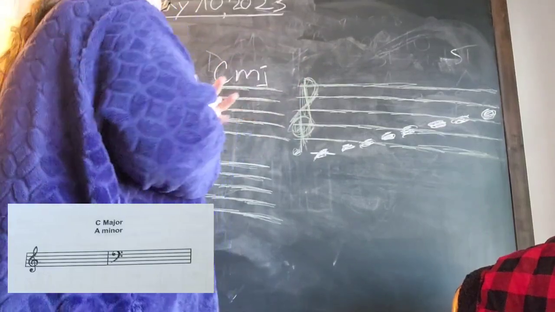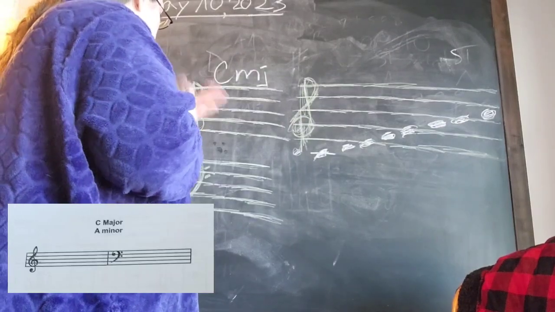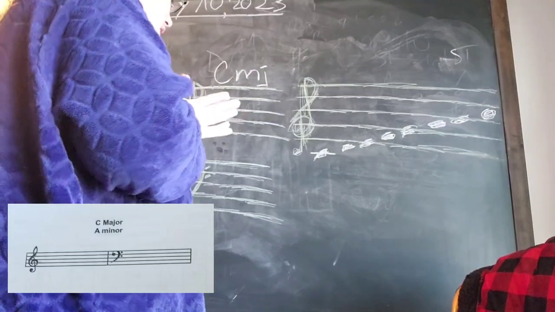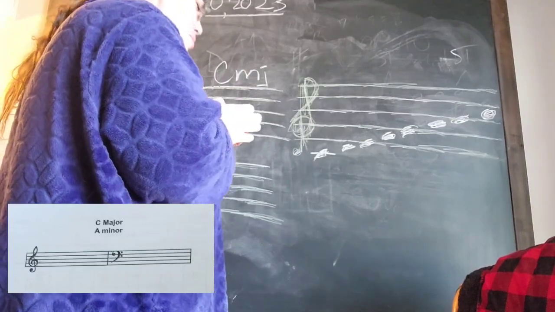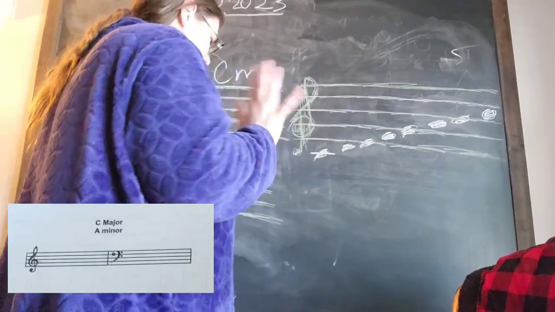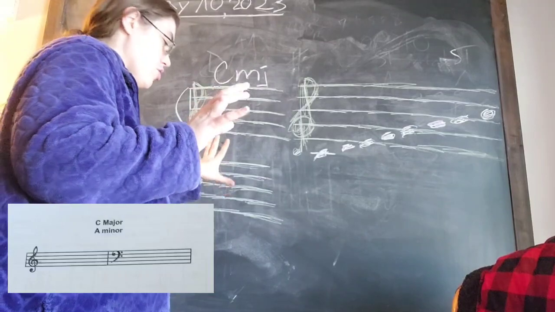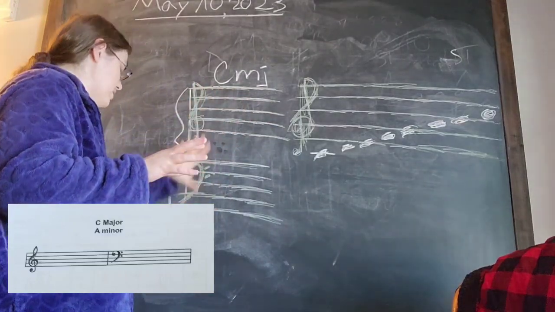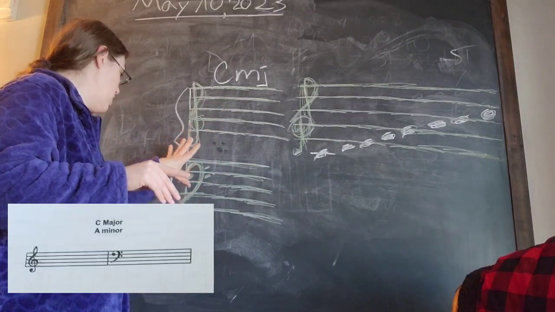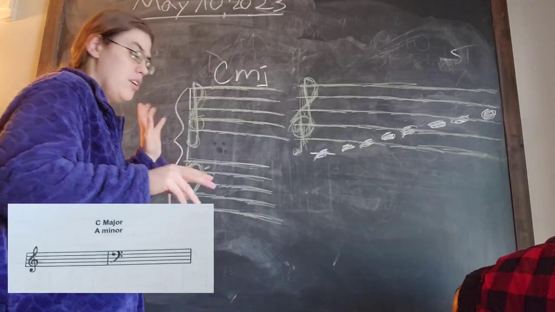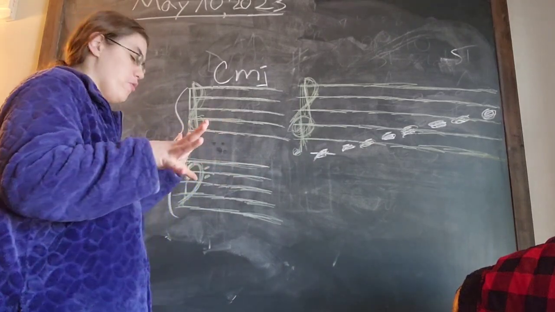I was going to talk about the minor key, but we're not going to talk about the minor key right now. We're talking C major. C major has no sharps or flats in front of the clefs. It could be bass clef, treble clef, alto, soprano, any of the other clefs, but there are no sharps or flats.